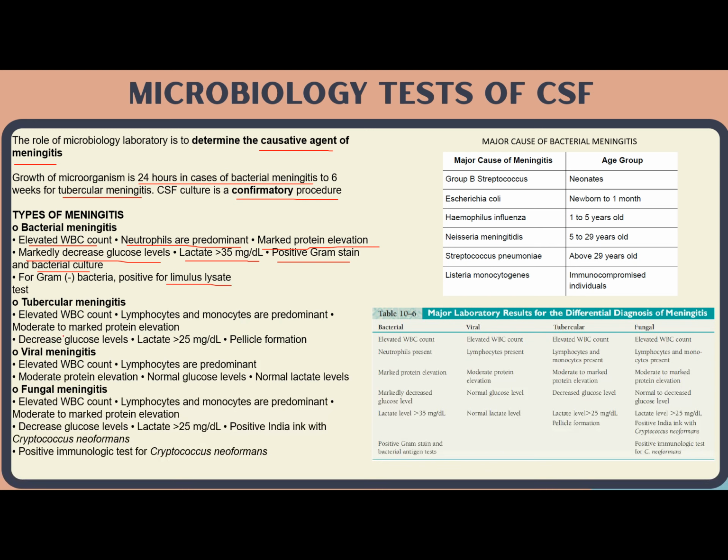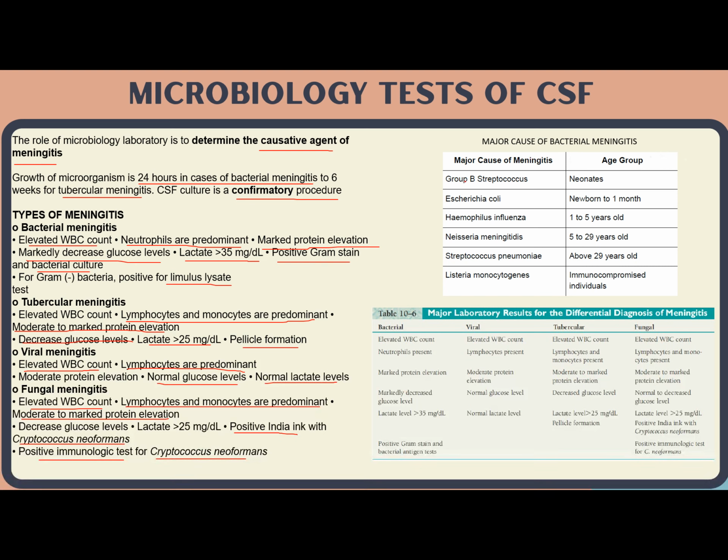Then if you have tubercular meningitis, you would have elevated WBC count. Lymphocytes and monocytes are predominant. Moderate to marked protein elevation. Decreased glucose levels, lactate greater than 25 milligram per DL, and a pellicle formation. Then we have your viral meningitis: elevated WBC count, lymphocytes are predominant, moderate protein elevation, normal glucose levels, normal lactate levels. Then we have your fungal meningitis: elevated WBC count, lymphocytes and monocytes are predominant, moderate to marked protein elevation, decreased glucose levels, lactate greater than 25 milligram per DL, positive India ink with Cryptococcus neoformans, positive immunologic test for Cryptococcus neoformans.